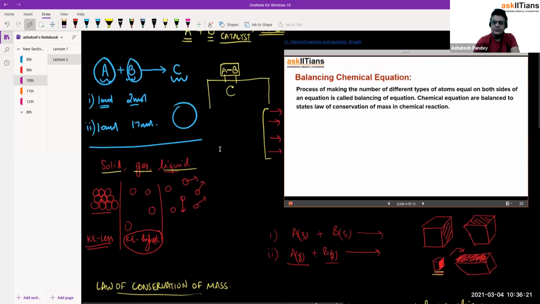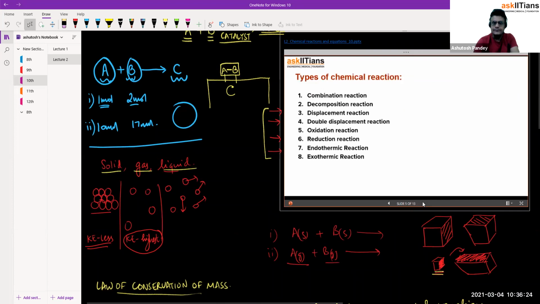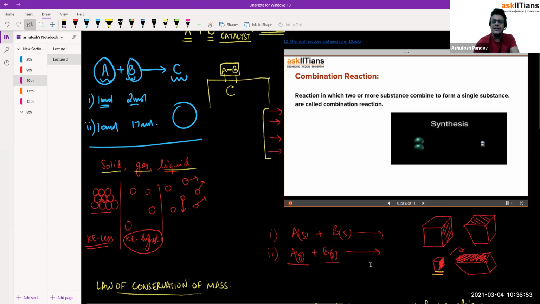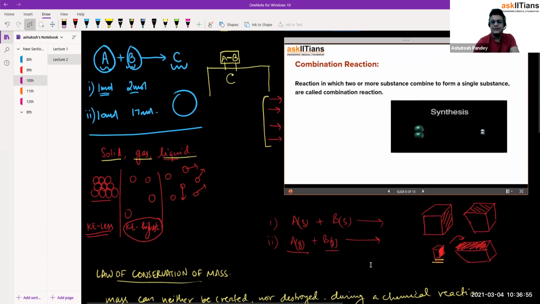Then next, types of chemical reaction. Types of chemical reactions are combination reactions, decomposition reactions, displacement reactions, double displacement reactions, oxidation reactions, reduction reactions, endothermic, exothermic. All these reactions are there. I'm going to explain these reactions in detail in coming lectures. So first let's talk about combination reaction. Combination reaction is a very simple reaction, the simplest of all.